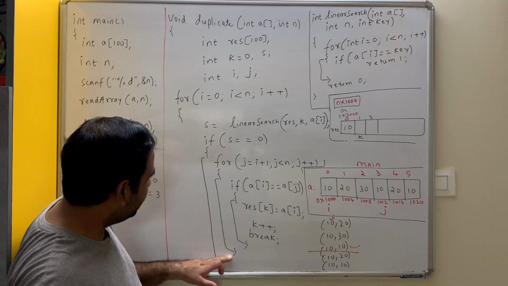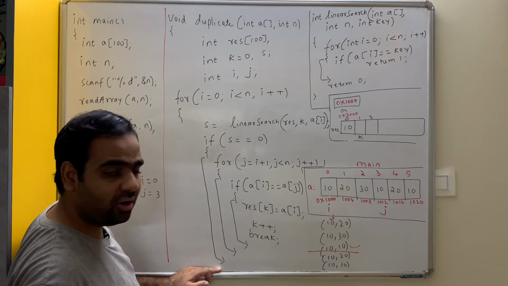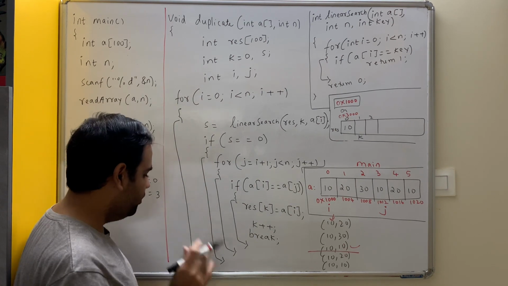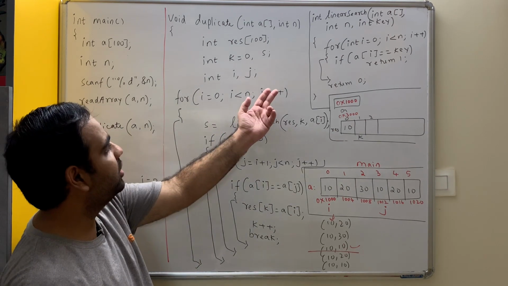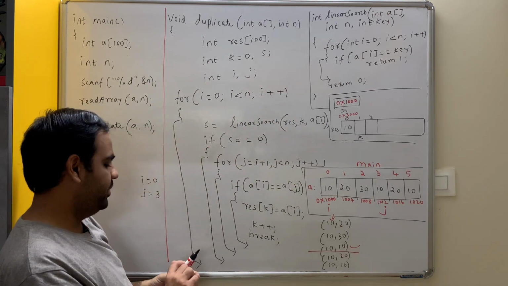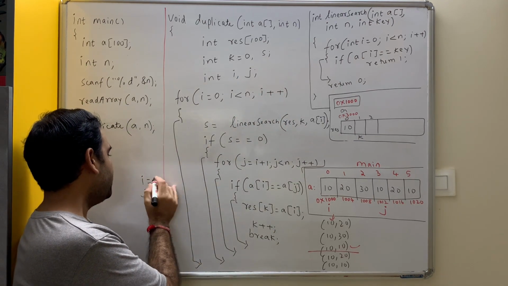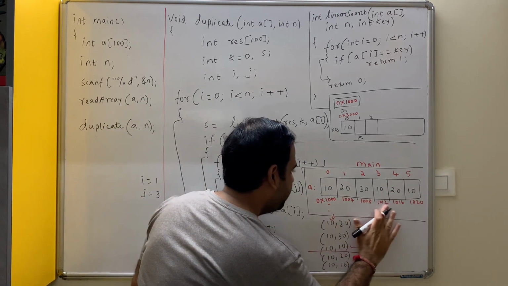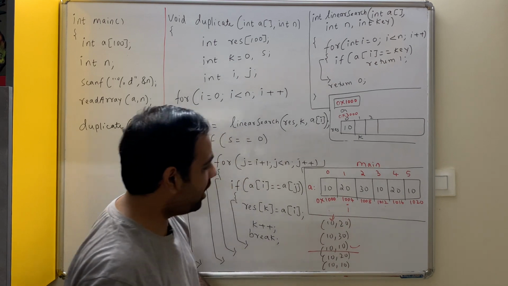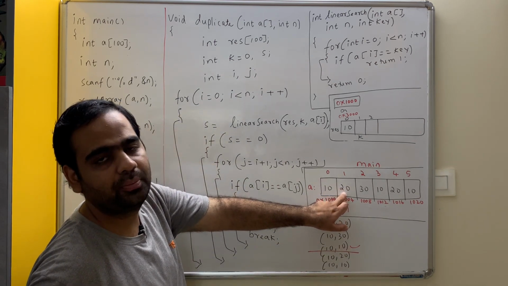Is there anything to be done? No. This is the completion of the if statement. That means 10 is already reported as the duplicate array element. Go to the next index and I say I plus plus. The value of I will become 1. Now see here. That means I is pointing over to A of I, which is 20. Now I want to check if 20 is duplicate or not.